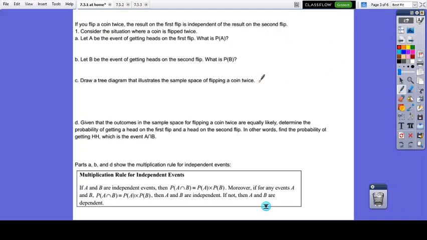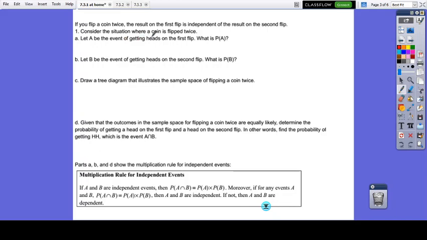Okay, so independent events, if the occurrence of one does not affect the probability of the other. So what exactly does that mean? If you flip a coin twice, the result on the first flip is independent of the result on the second flip. Which means essentially if I flip a heads on the first flip, I can still flip either a heads or a tail. I still have a 50-50 shot on the second flip. Okay, so consider the situation where a coin is flipped twice.